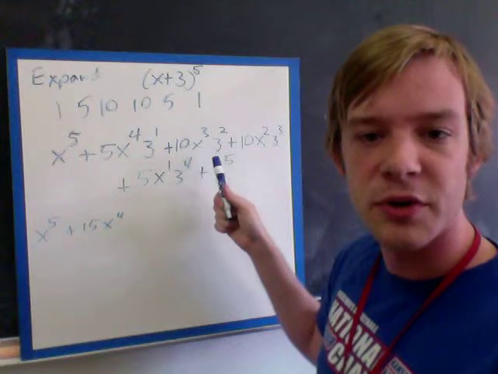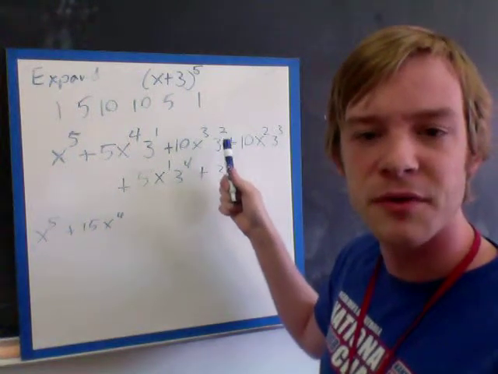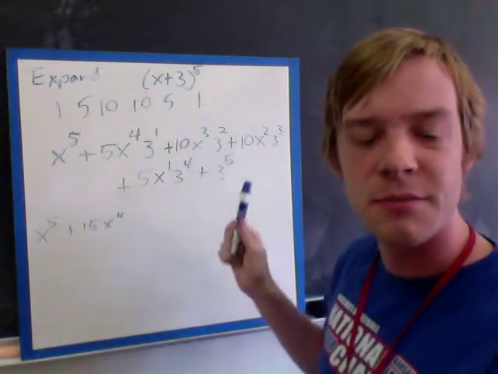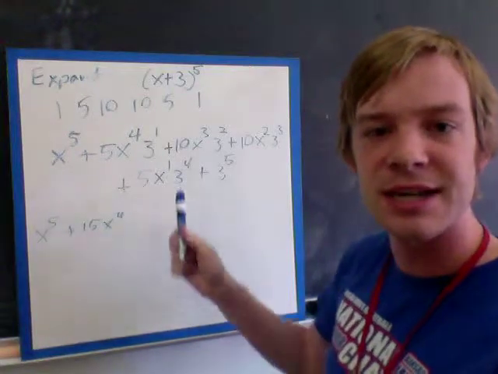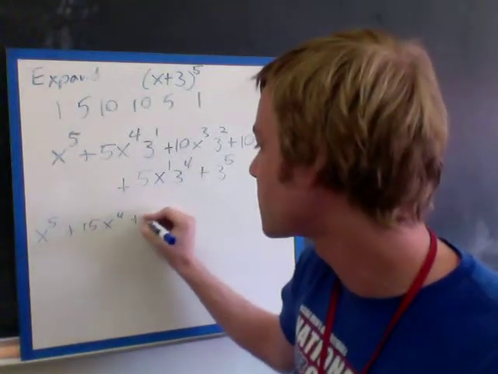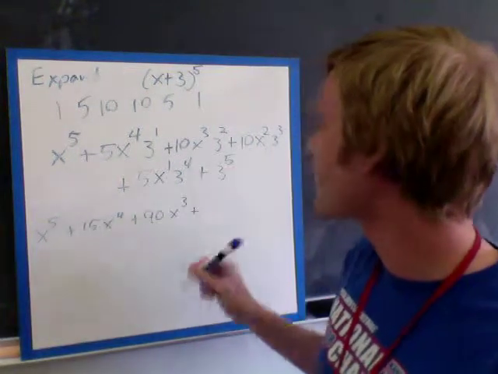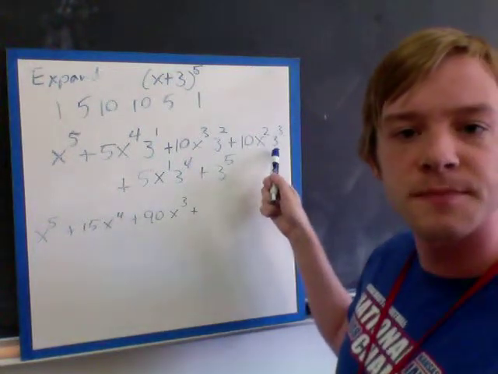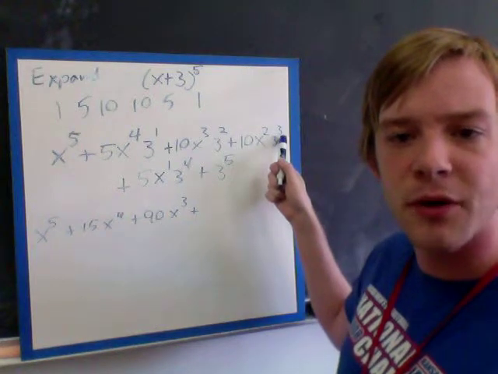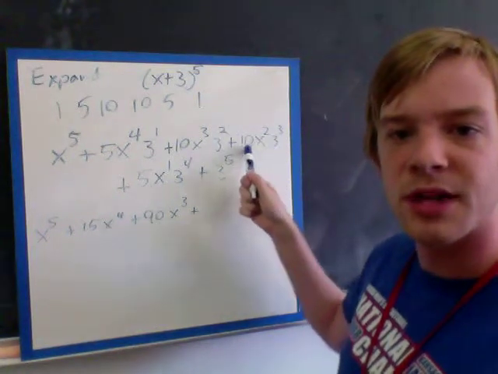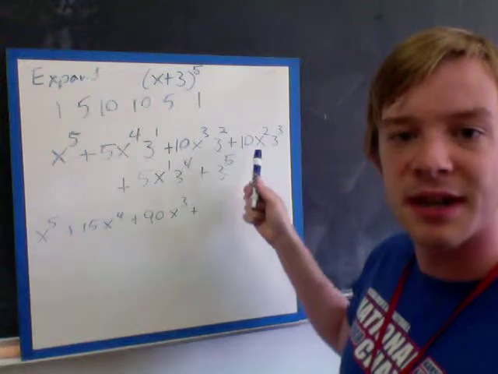The next term over here, we have 3 to the second power, that's 9, and then 9 times 10 is 90, so I'll have plus 90x to the 3. Over here, we have 3 to the third power, that's 27, times 10 is 270, x to the second.